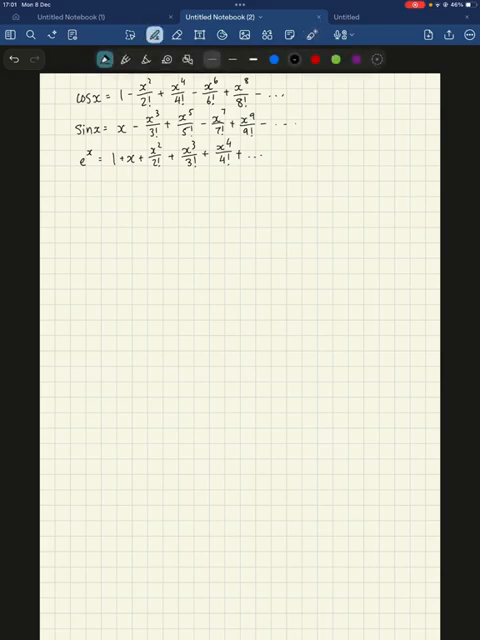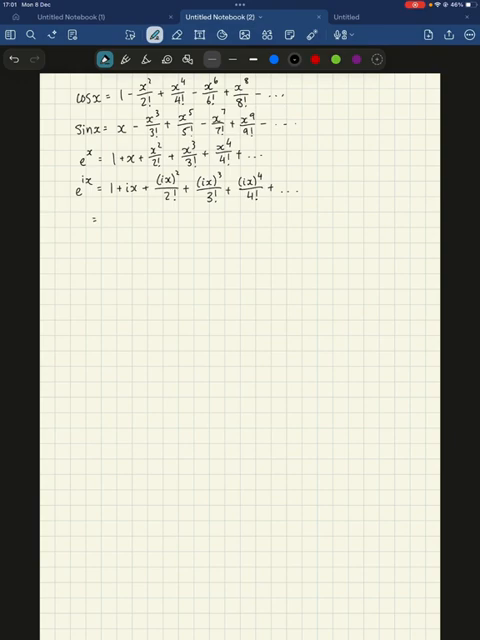So if we do e to the ix now, we'll just plug in ix wherever there's a single x. So this stays as 1, then we're going to get plus ix, then plus ix squared over 2 factorial, plus ix cubed over 3 factorial, plus ix to the power of 4 over 4 factorial, and so on.